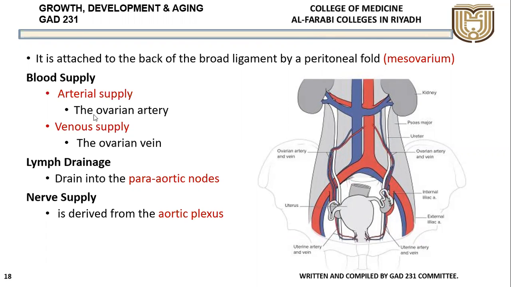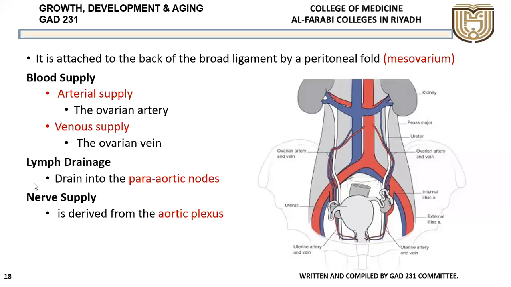Coming to the venous drainage, this is also similar to that of male. In case of male, it will be testicular veins. Here in case of female, it will be ovarian vein. Ovarian vein on the right side drains into the inferior vena cava, but on the left side drains into the left renal vein. As you can see here, it is draining into the left renal vein. Very similar to that of the testicular vein also.